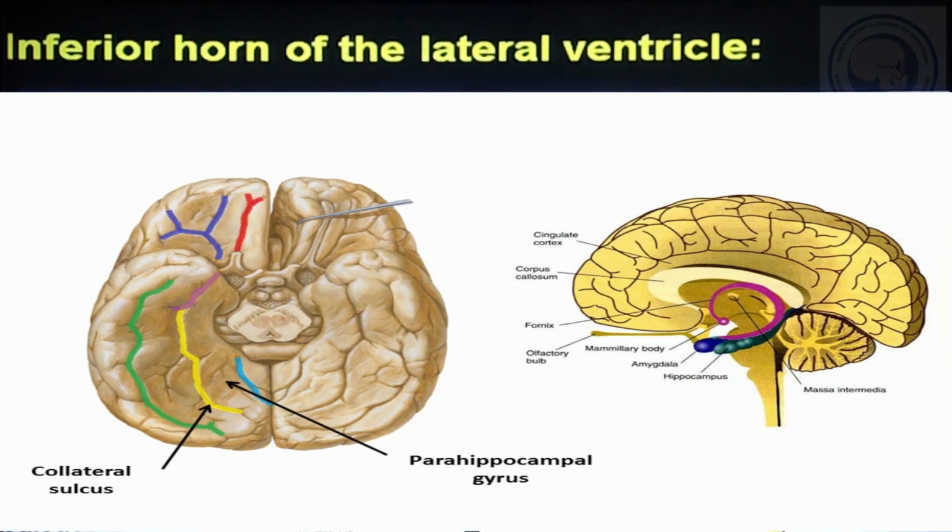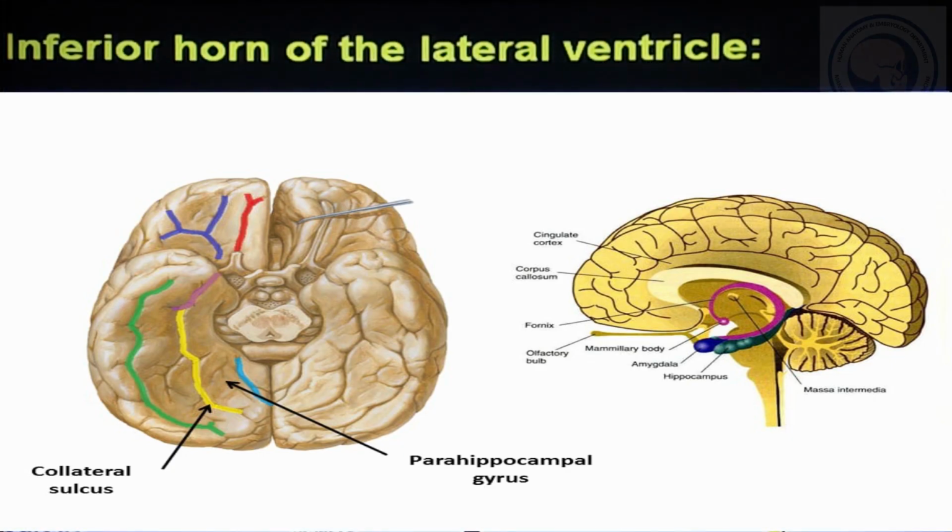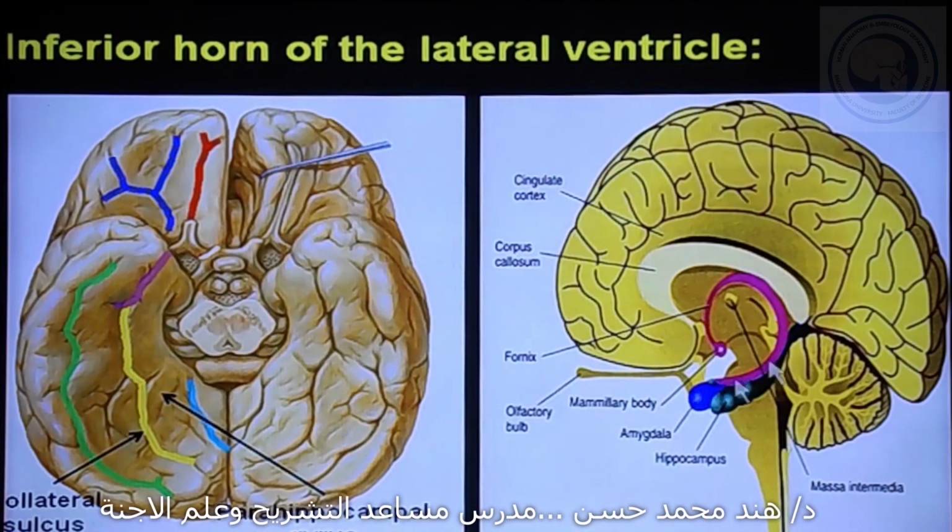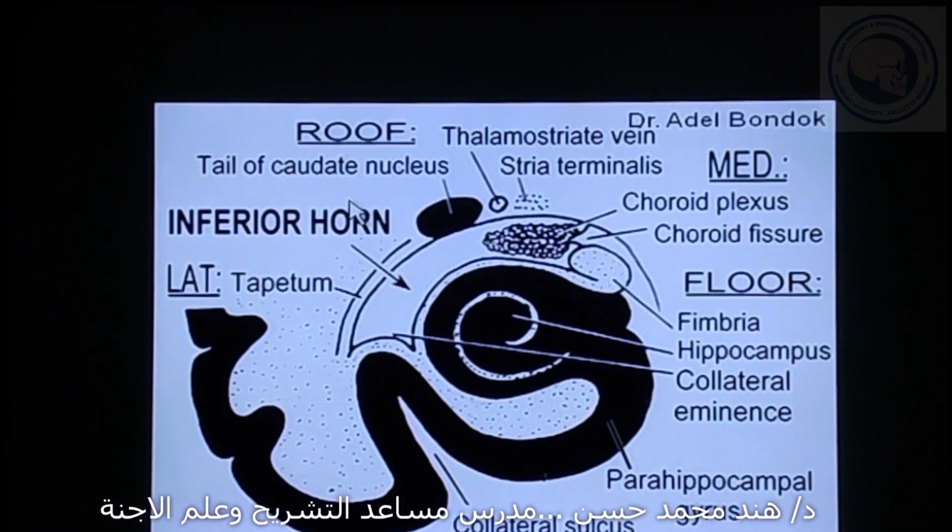This is a view for the fimbria that covers the medial surface of the hippocampus. So we will draw the inferior horn. About the roof, it will be the tail of caudate nucleus. About the medial wall, you will find the choroid plexus.